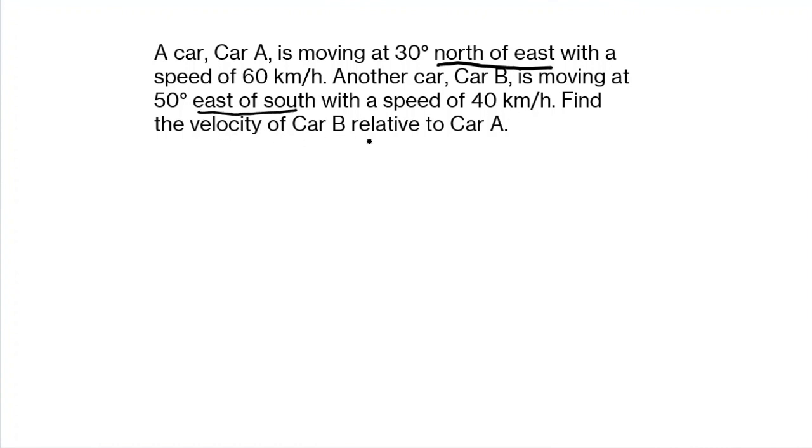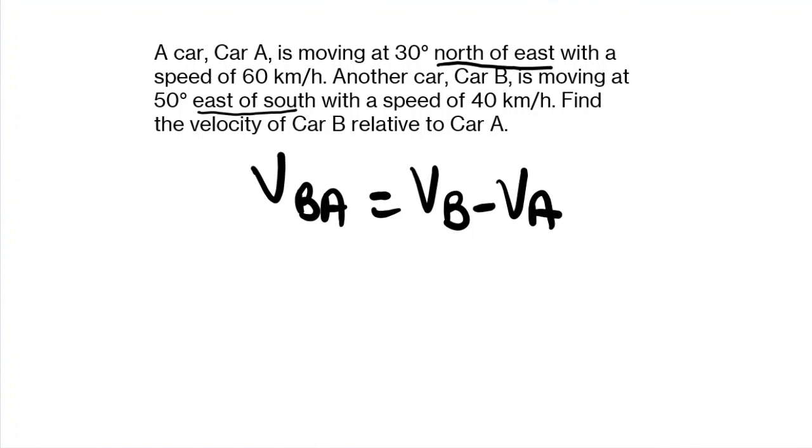Find the velocity of car B relative to car A. So we are finding VBA. The simple thing, we know that it's going to be VB minus VA. Then convert all this into their vector form. Then you manipulate and just get the answer.